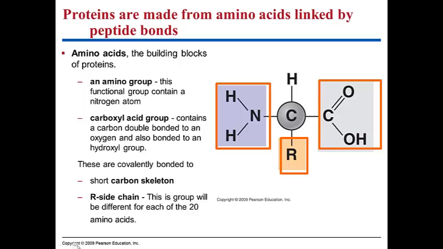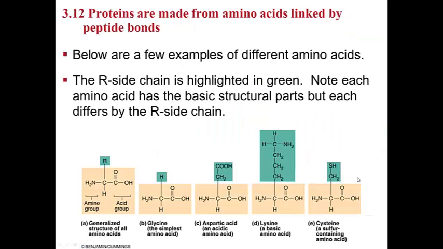So let me show you an example of that. So here we see some amino acids: glycine, aspartic acid, lysine, and cysteine. And if we look at the beige boxes here, they will all have the same structure, which is the nitrogen group and the carboxylic acid group. But the green is what's representing our R group, or our R side chain, and see how each one is different depending on which amino acid we're talking about. And that is what we mean by a difference in the amino acids.